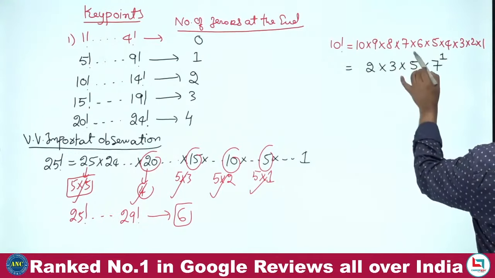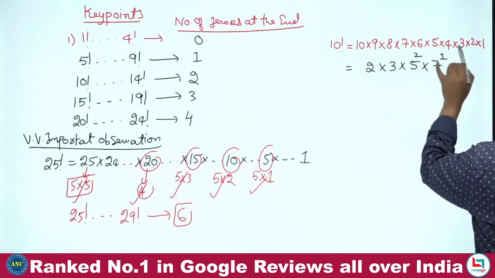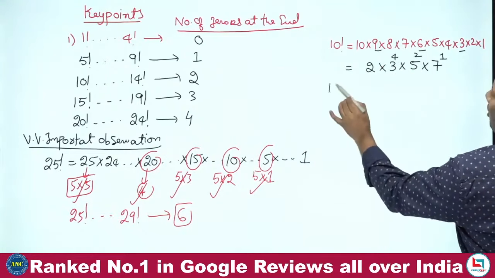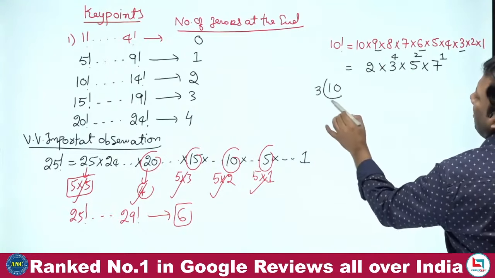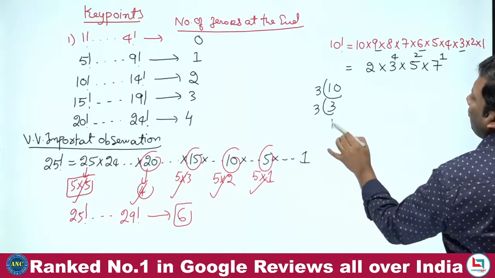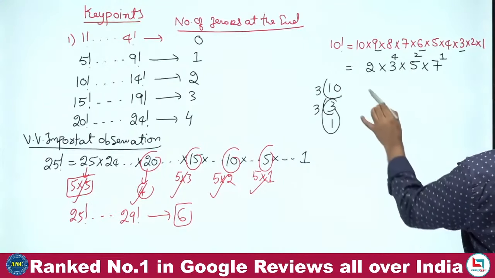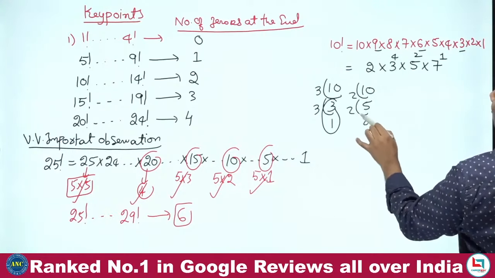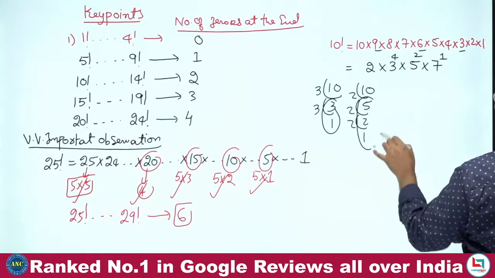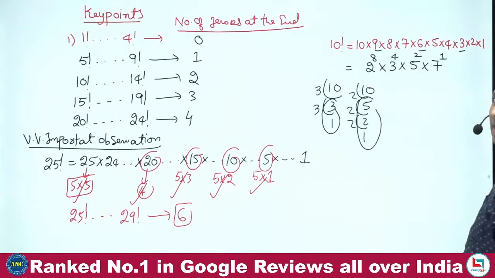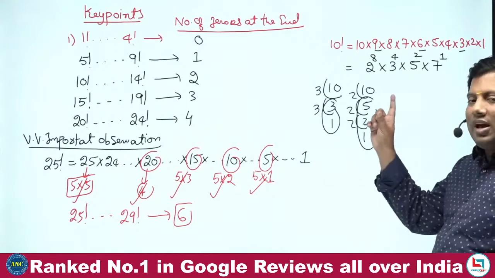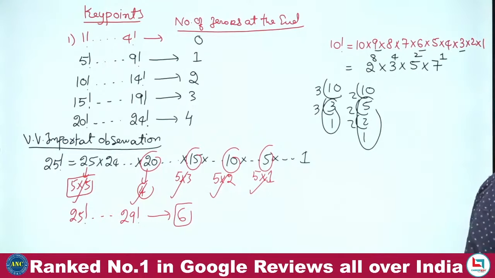For 5: 5 ones are 5, 5 twos are 10, so 5 square. For 3: 3 ones are 3, 3 twos are 6, 3 threes are 9, 3 plus 1, it is 4. Already we discussed in highest power. For 2: 2 fives are 10, 2 twos are 4, 2 ones are 2, 5 plus 2 plus 1, it is 8. So 10 factorial is 2 power 8 into 3 power 4 into 5 square.